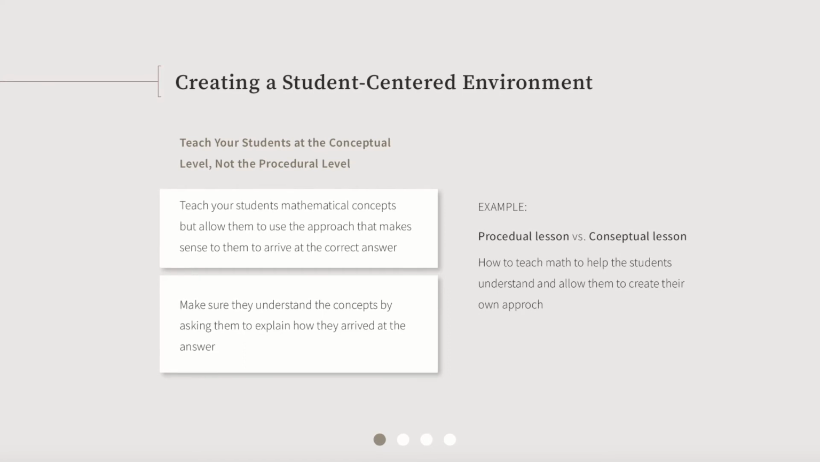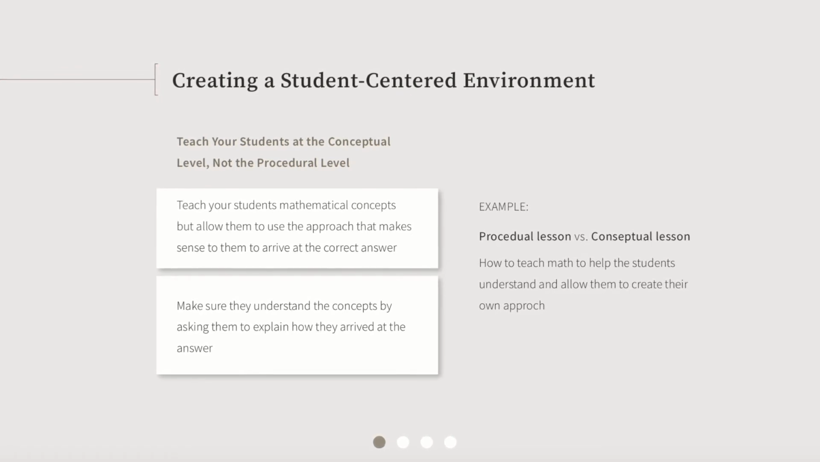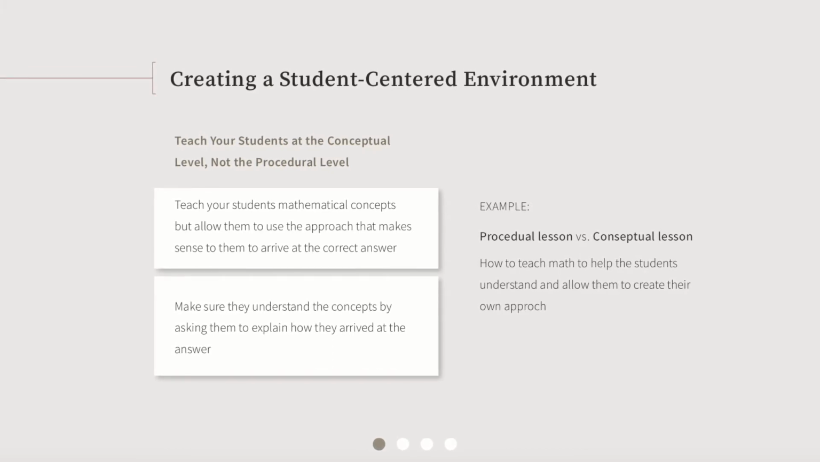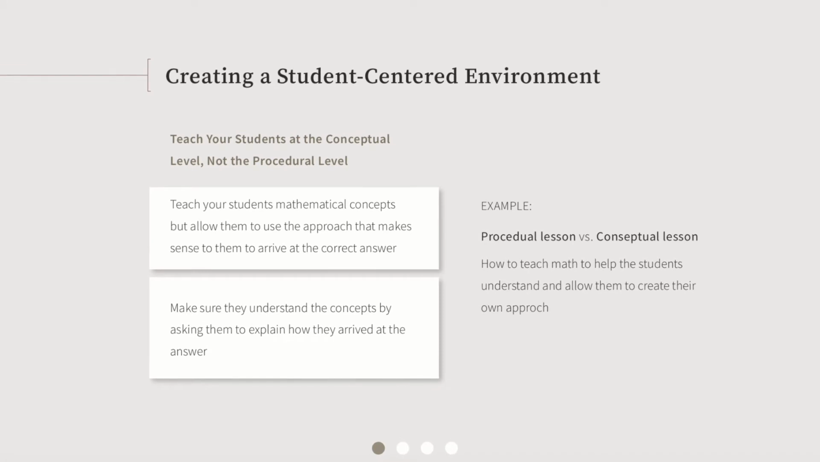Here is an example of a procedural lesson. The butterfly method is a shortcut for adding fractions. It allows you to come up with numerical solutions without finding common denominators. Students who are taught to use this method may be able to quickly solve 1/4 plus 1/3, but do not have an opportunity to understand the purpose of common denominators.